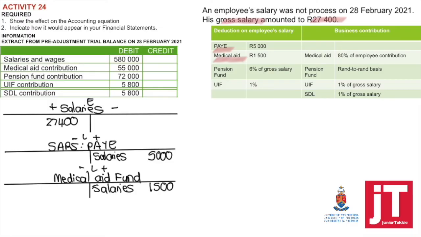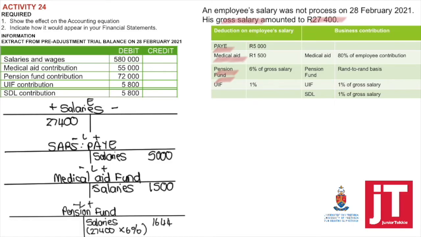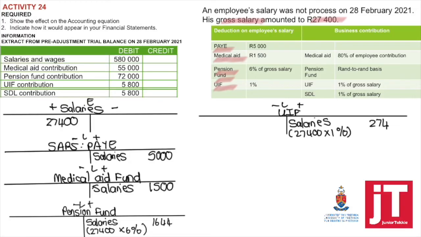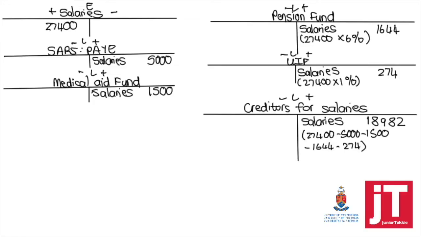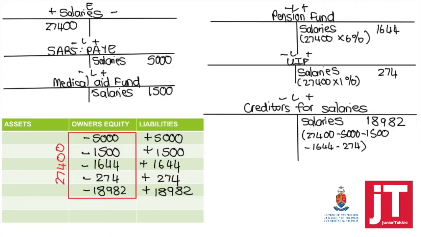The medical aid, 1,500 is deducted. Again, salaries would have been debited. Medical aid fund is credited with 1,500. The pension fund, 6% of the gross salary, which means I need to take 27,400 times 6%, and that equals 1,644. UIF is 1% also of the gross salary, so that means 27,400 times 1%. So if I take the gross salary minus all the deductions, so take everything that was credited and subtract it from the gross salary, the creditors for salary, my net salary, amounts to 18,982.